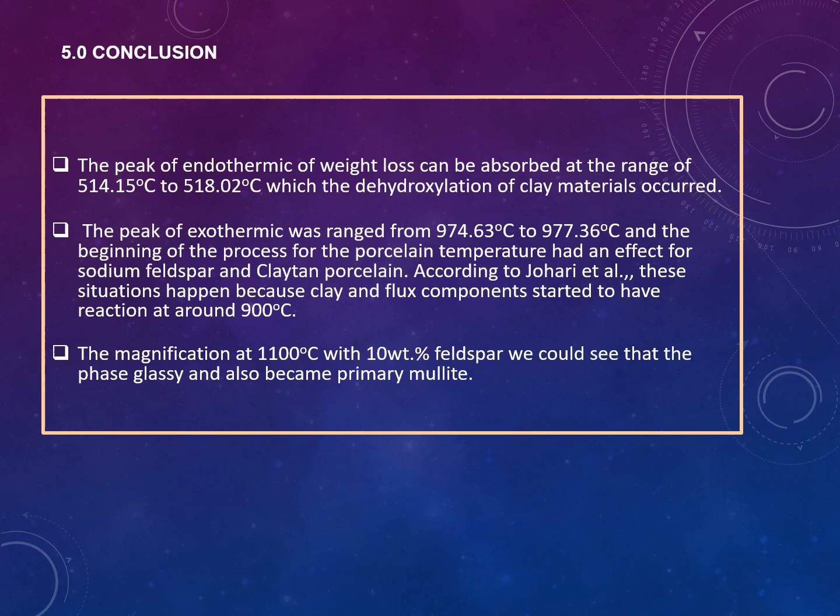And then the exothermic peak ranged from 974.63 degrees to 977.36 degrees, and the beginning of the process for the porcelain temperature had an effect on sodium feldspar and CLAYTAN porcelain. This situation happened because clay and flux components started to react at around 900 degrees.